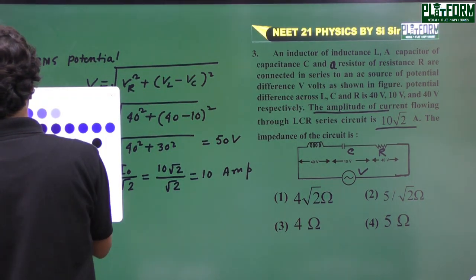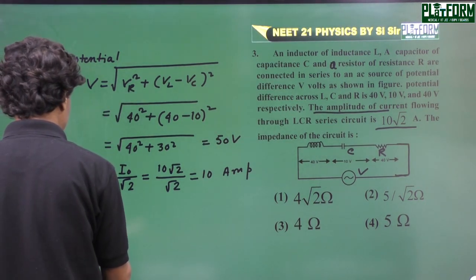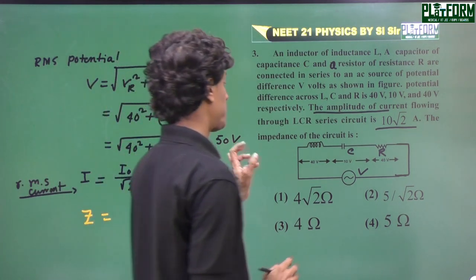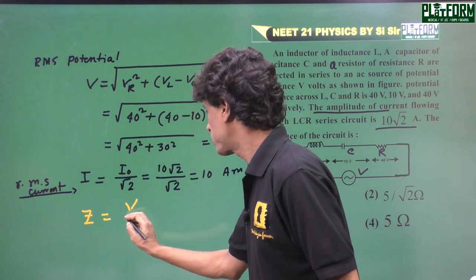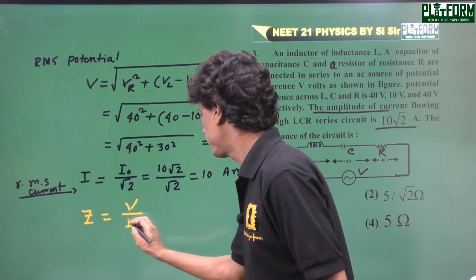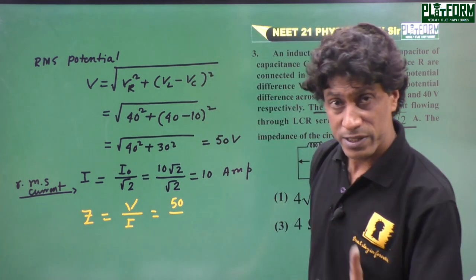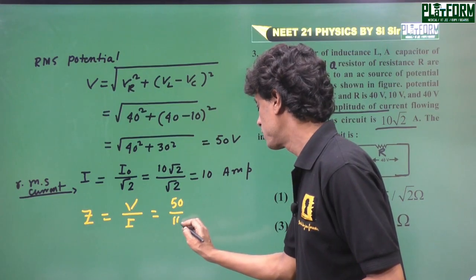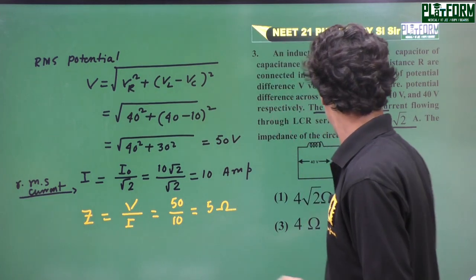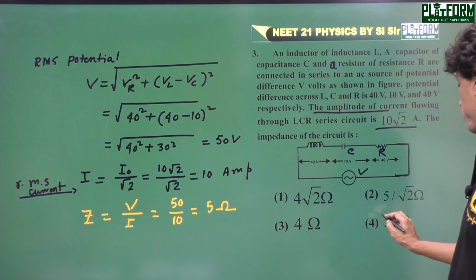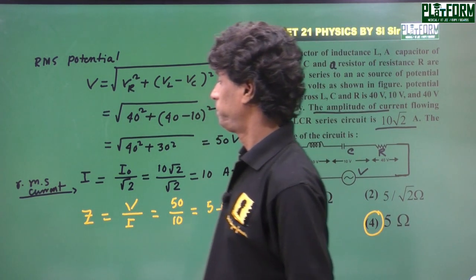But we have to find out here the impedance of the circuit. Simply it is RMS voltage by RMS current. RMS voltage, you know, is 50, and RMS current is 10 ampere. So finally the impedance of this circuit is 5 ohm, and the right option here is 4. Again it is 4. Next problem.